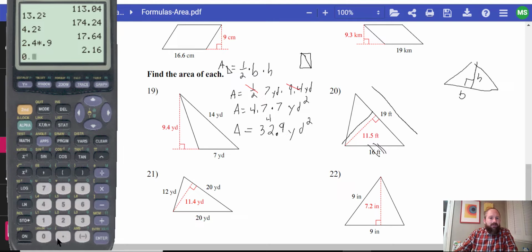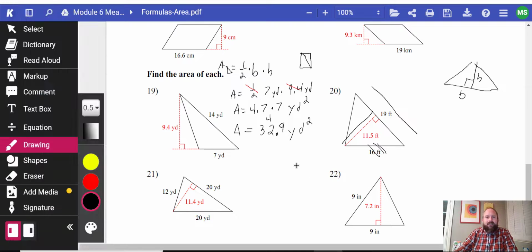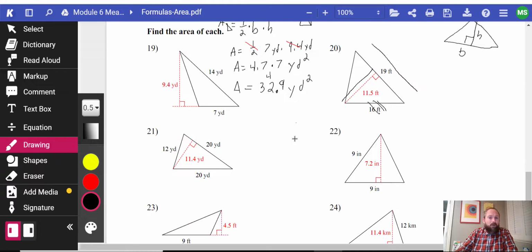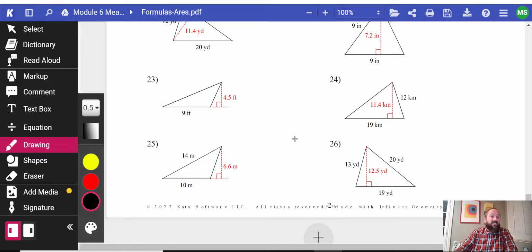So I have 0.5 times 7 yards times 9.4. 32.9. But that's not the answer. It's 32.9 square yards. All right, guys. For your homework, you're going to go through and do the rest of these. Well, I'll do one more. How about this number 23 here?